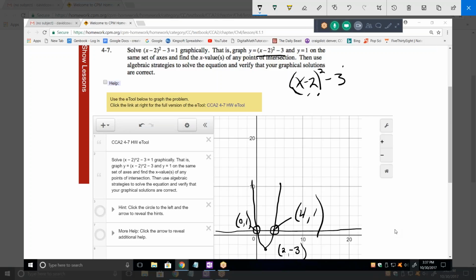Are you going to rewrite it? Well, you got two equations and two unknowns. Here's our first equation. Here's our second equation. When you have a system of equations, you can solve it by substitution, you can solve it by elimination, or you can solve it graphically.